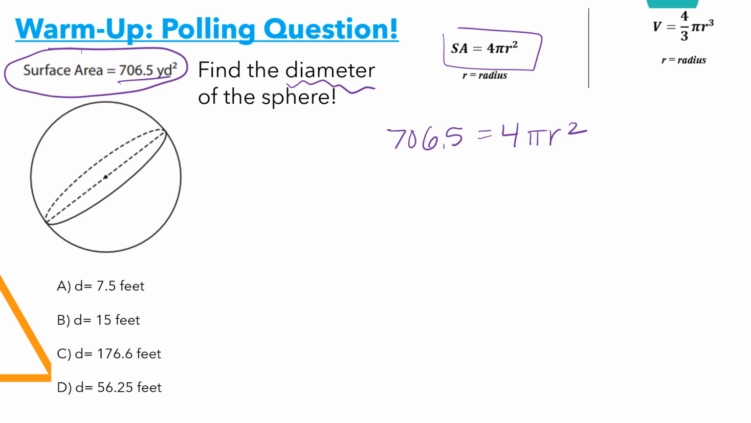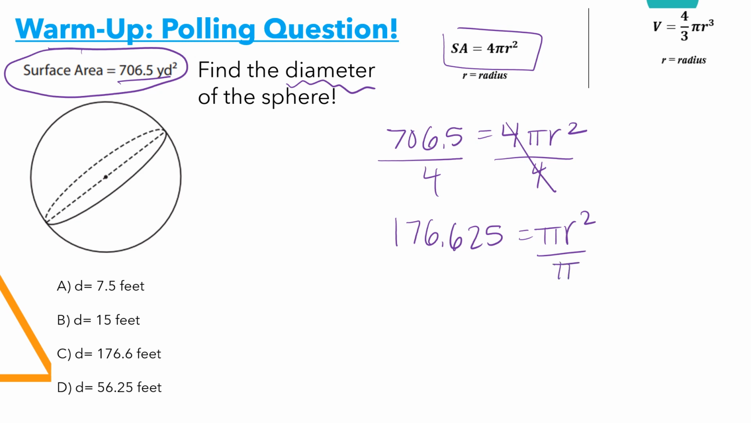So what I did is divide by 4 first. That cancels out the 4 here, and I'm left with 176.625 equals pi r squared. And then you're going to have to divide by pi. Now, it doesn't have to be perfectly exact. You can say 3.14 instead for ease, if you'd like. It doesn't matter to me which way you do it.